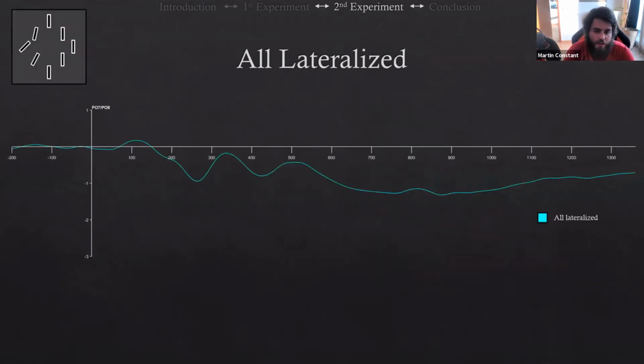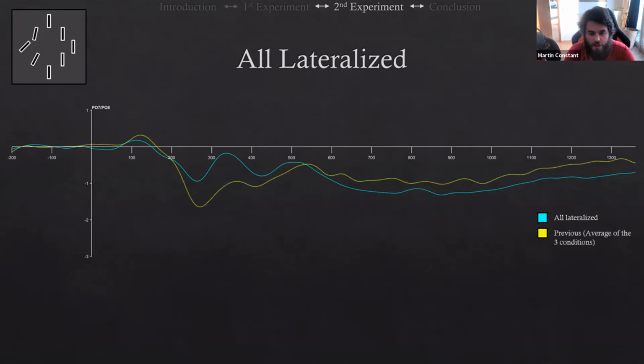But more interesting is the lateralized ERPs. So first, we'll start by comparing the ERP for the condition where all the targets were lateralized on one side, and there's an N2PC and a CDA again. And if we compare with the previous experiment, so the average of the three conditions from the previous experiment, we can see that they have the same pattern, the same time course, basically. So it is among different participants with a different design, but the pattern is replicable.